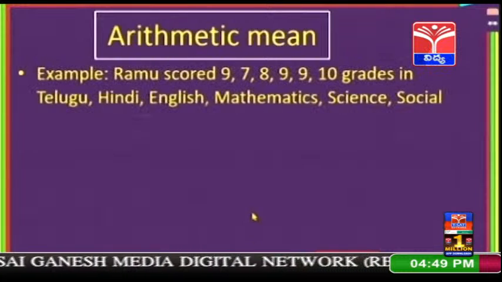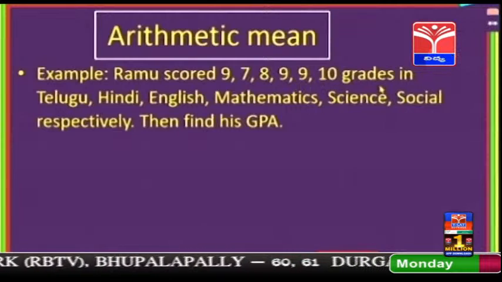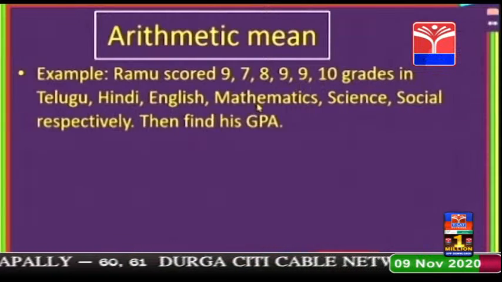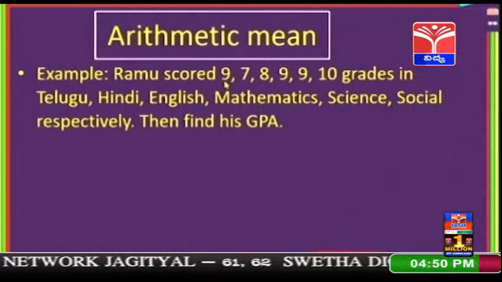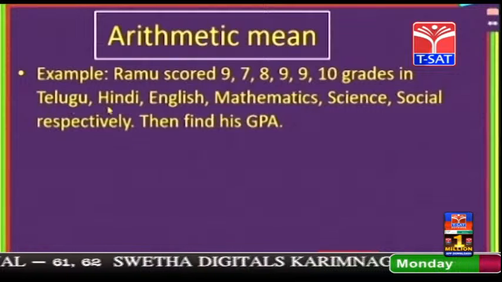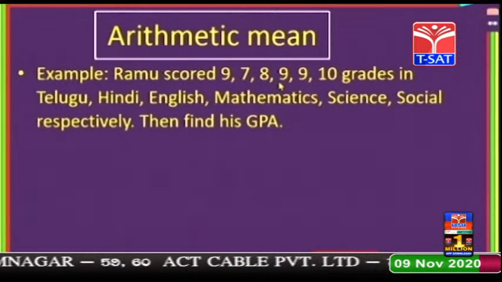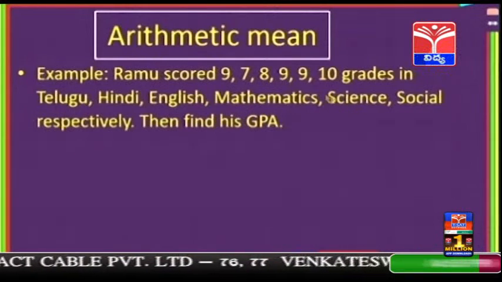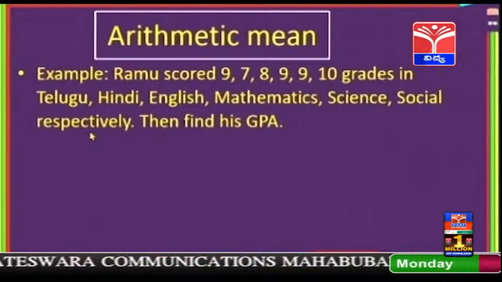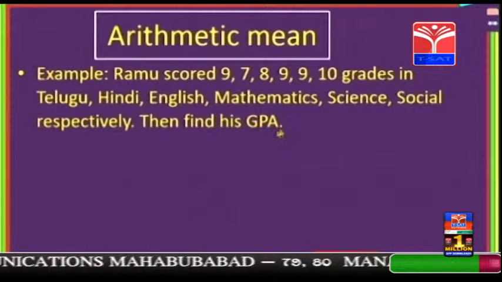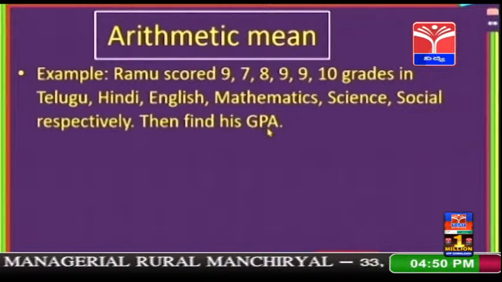Now one example. Ramu scored 9, 7, 8, 9, 9, 10 grades in Telugu, Hindi, English, Mathematics, Science, Social respectively. That means he got 9 grade points in Telugu, 7 in Hindi, 8 in English, 9 in Mathematics, 9 in Science, and 10 in Social. Now the question is, find his GPA. GPA means grade point average.